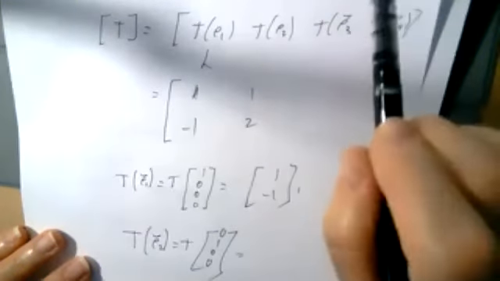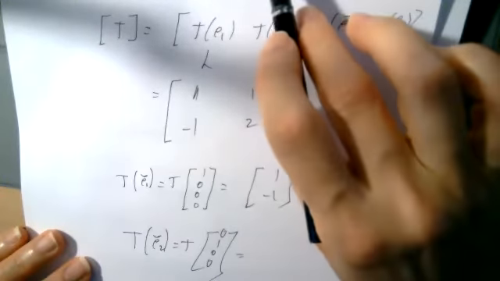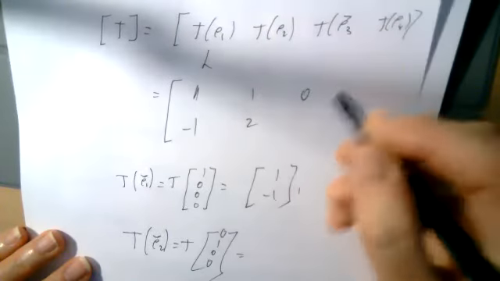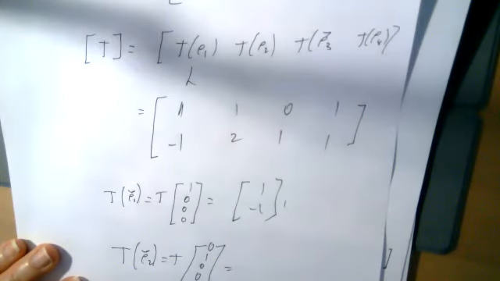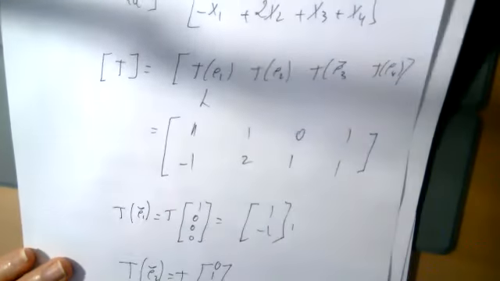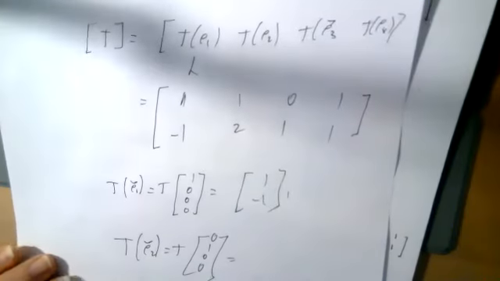T of E3, we can do the same thing. It's (0, 0, 1, 0). So this is going to give me a 0 in here, and that's going to give me a 1. And if I find T of E4, I'm going to again get the same thing, 1 and 2. So regardless of how you find this matrix, whether by inspection or by using the formula, we're going to get exactly the same thing. So there is one matrix that implements the transformation.